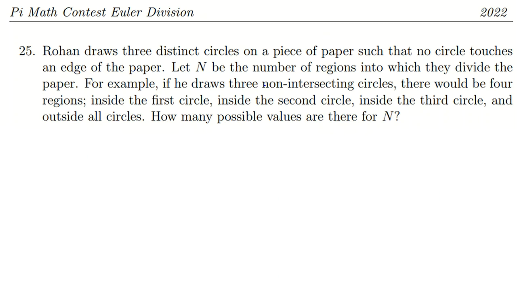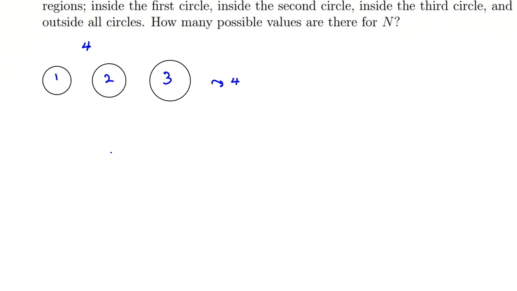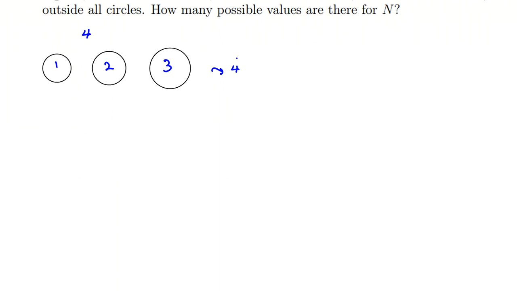For example, if he draws three non-intersecting circles like this, 1, 2, 3, there would be four regions. Why? Because one region inside the first circle, a second region inside the second circle, a third inside the third circle, and a fourth outside all circles. It asks how many possible values there are for n. So we found n is 4; it cannot be less than this. I will explain.